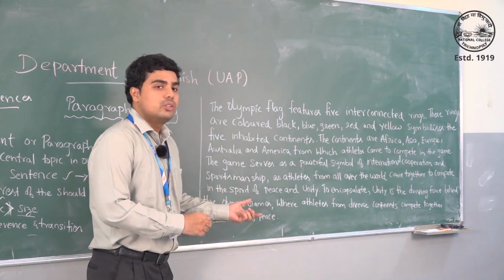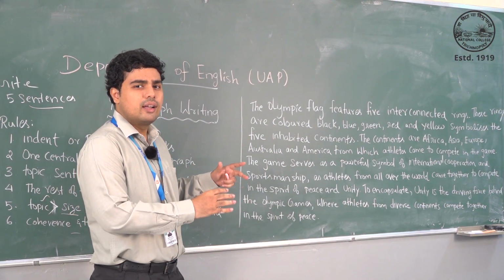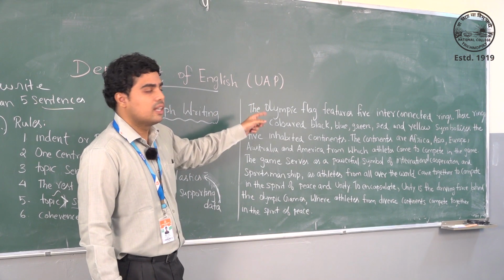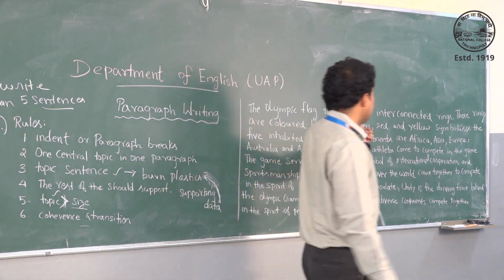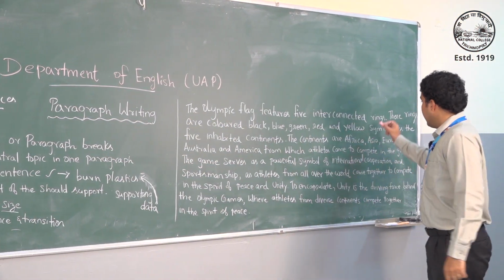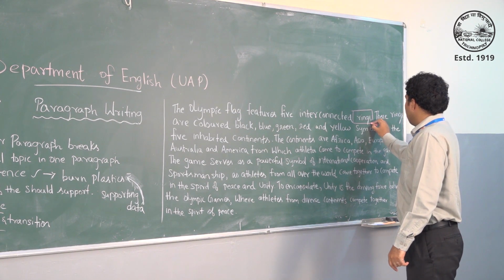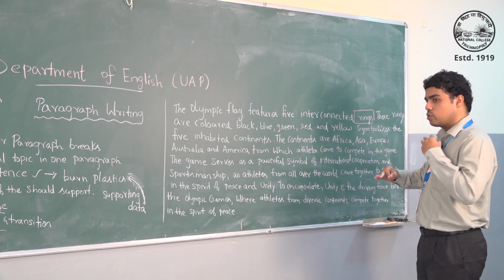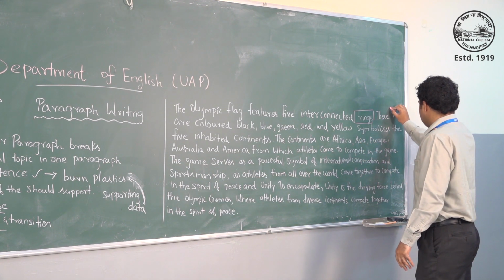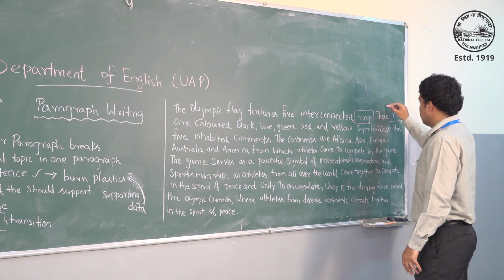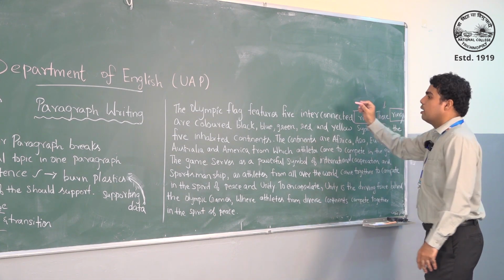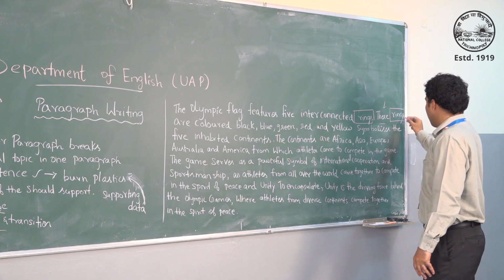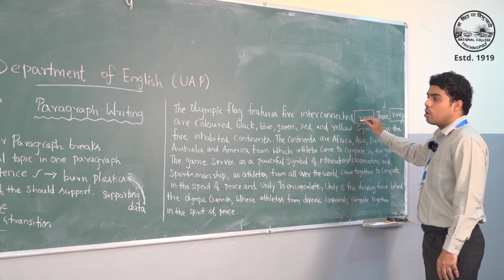Now, I just told you this is how you write a paragraph. So, what is so special about it? First, look at the ending of the first sentence. The Olympic flag features 5 interconnected rings. It ends with the word rings. So, the second line should start with the word rings. Since the first sentence is ending with rings, you have to talk about rings.